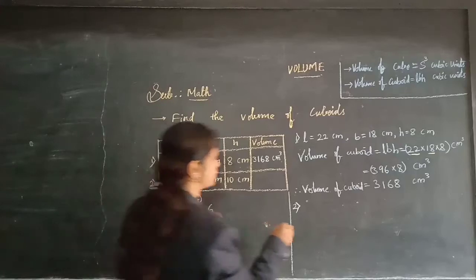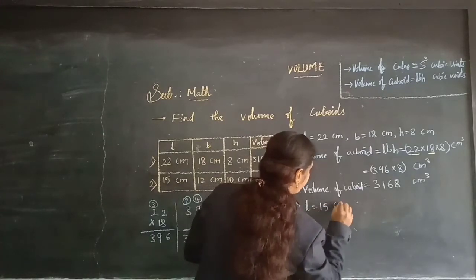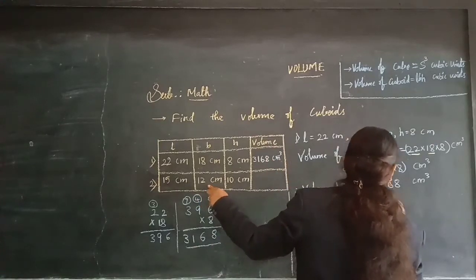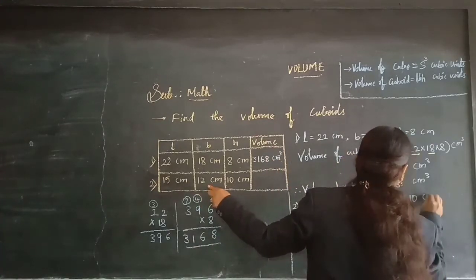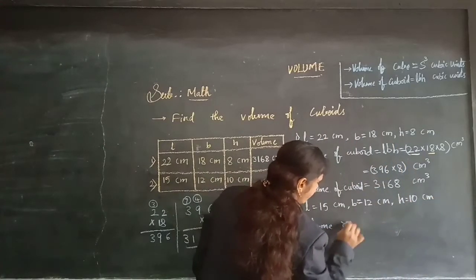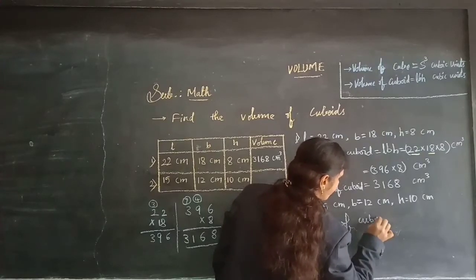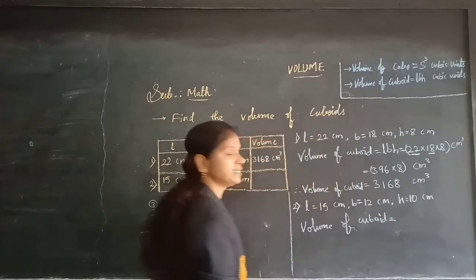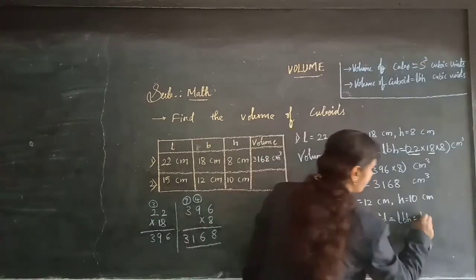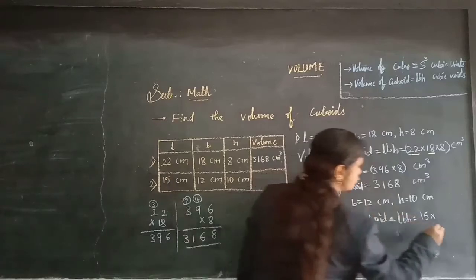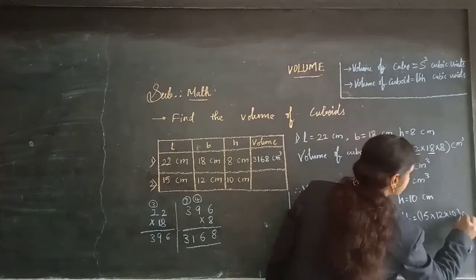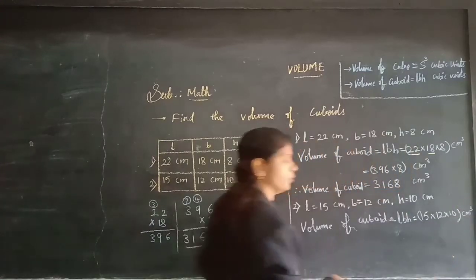Let's find the volume of the second cuboid here. See, length is 15 centimeters, breadth is 12 centimeters, and height is 10 centimeters. Now, volume of cuboid is LBH, no? L is 15, B is 12, and H is 10, and the units are centimeter cube.